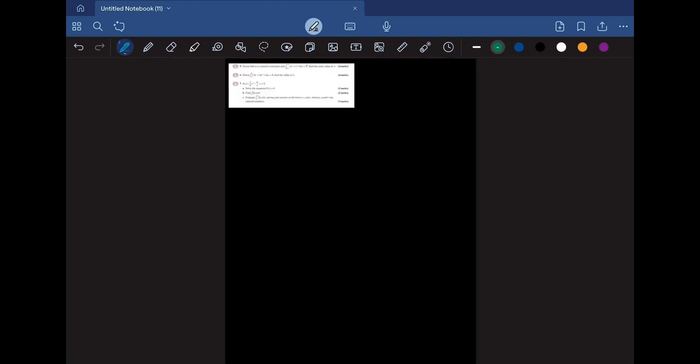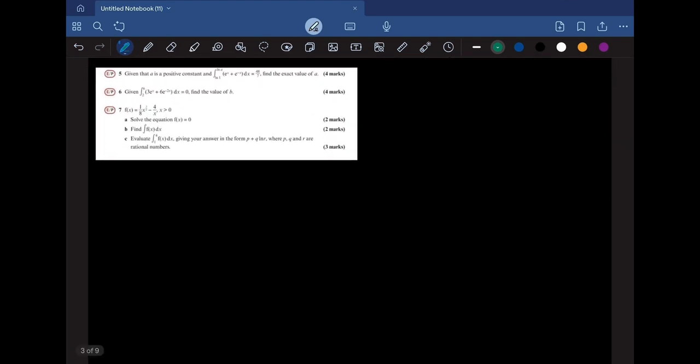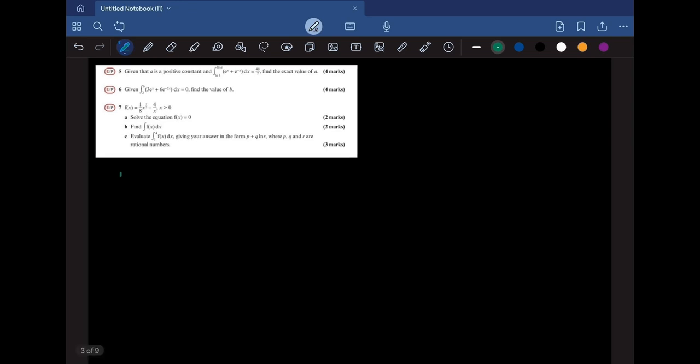Let's move forward and do question number 7, which is way more important to solve. Okay, now the first question is, they have asked us to solve the equation f(x) equals 0. I don't think in A levels this is an issue for you guys, right? But still I will solve it, because I know a lot of students still face a lot of issues while doing it.